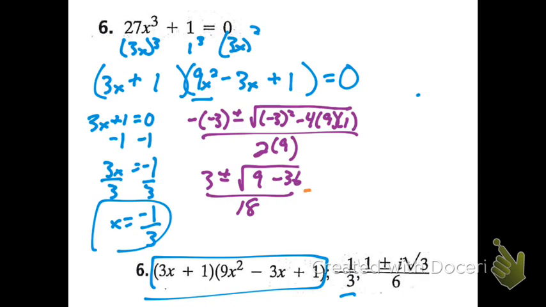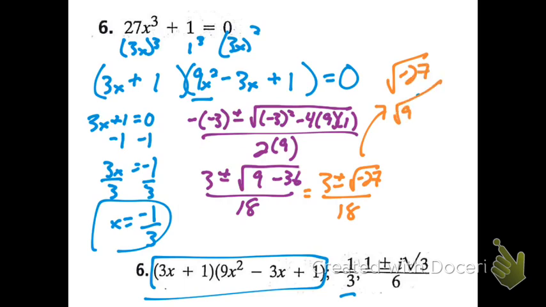Then this is going to be 3 plus or minus the square root of negative 27, all over 18. Now the root of negative 27 simplifies into 9 times negative 1 times 3. The square root of 9 is 3, the square root of negative 1 is i, and the square root of 3 is the square root of 3. So I have 3 plus or minus that, all over 18.